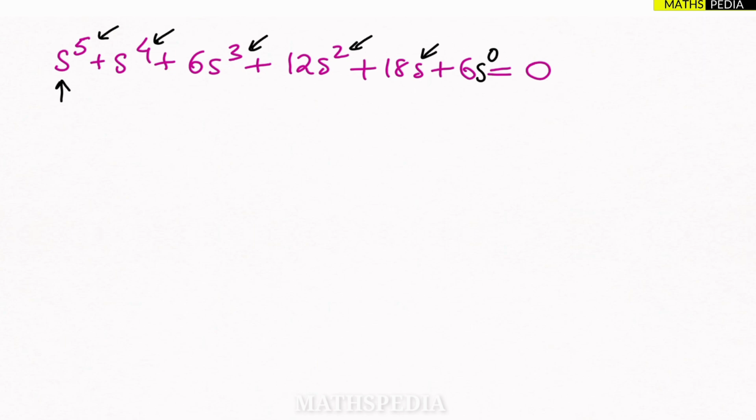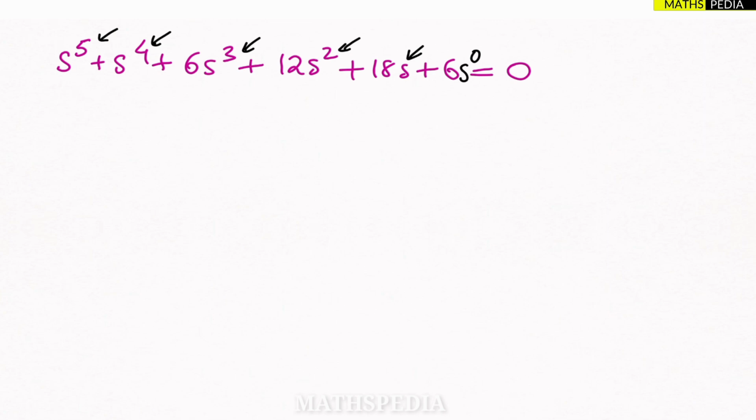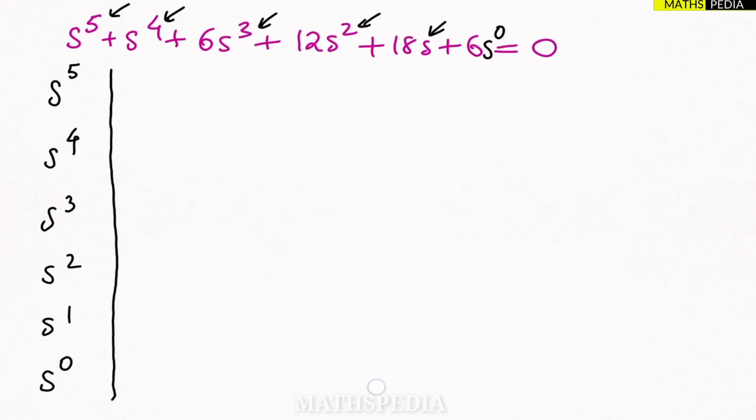Now we have to form the table. Starting with s power 5, the highest power, write all the s terms: s power 4, s power 3, s power 2, s power 1, then s power 0. Now, the first step, always remember, is that we have to fill the first two rows. The s power 5 row and s power 4 row have to be filled.